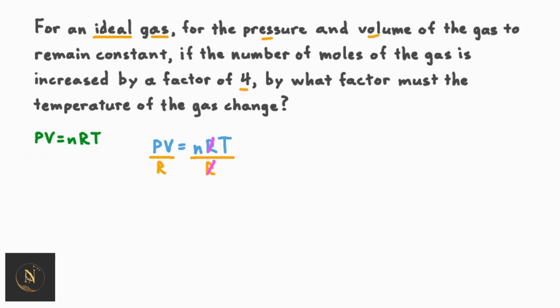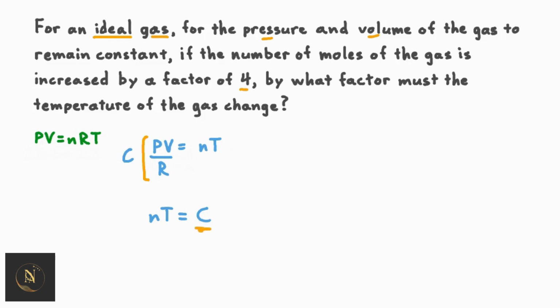That causes this factor to cancel on the right, and we find that P times V divided by R is equal to N times T. Since P and V and R are all constants individually, we know that P times V divided by R is itself a constant. Let's call this constant capital C. Switching the sides of our equation, we have then that N times T is equal to a constant that we've called capital C.